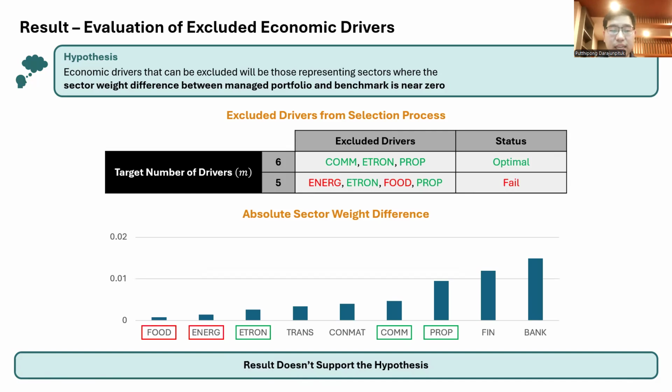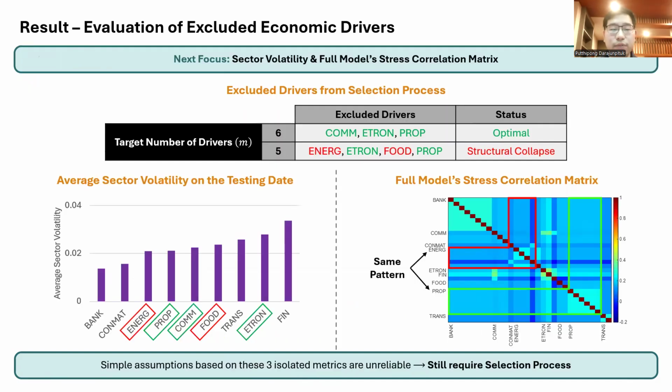And from looking at the absolute sector weight difference, you can see that for the sectors where the weight difference is near zero, if we exclude those, it will lead to failure to closely replicate the full model, which means that the result doesn't support the hypothesis at all. That is why the next focus is on the sector volatility and full model stress correlation matrix, which, from the look of it, doesn't show any pattern that I can pick up on as the characteristic at all. Meaning that simple assumptions based on these three isolated metrics are unreliable, which means we still require the selection process.